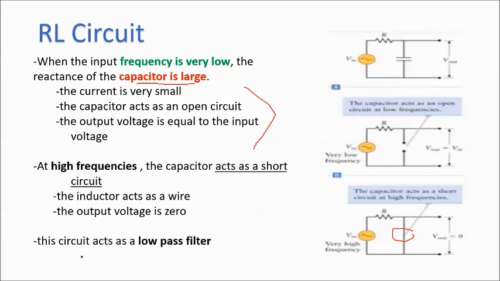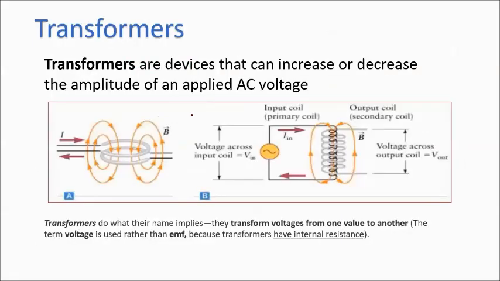When we say low pass filter, it is a filter that passes signals with a frequency lower than a selected cutoff frequency and decreases signals with frequencies higher than the cutoff frequency. Next is the concept of transformers. Transformers are devices that can increase or decrease the amplitude of an applied AC voltage. Kasi meron tayong tinatawag na step-up transformer, that's to increase. Step-down transformer is to decrease, no?